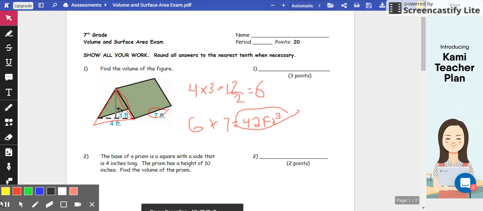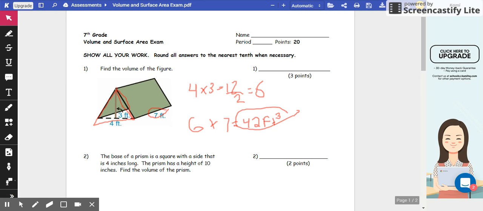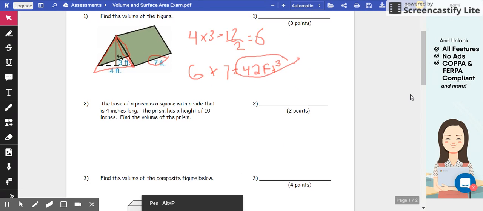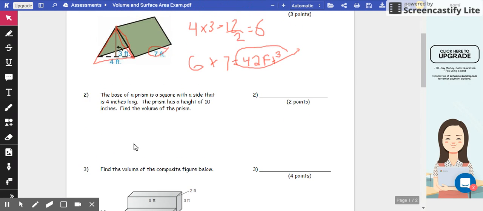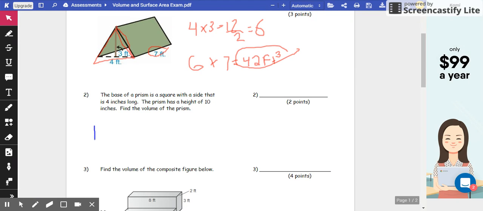Okay, question number 2. The base of a prism is a square with a side that is 4 inches long. The prism has a height of 10 inches. Find the volume of the prism. For this problem, I'm going to go ahead and draw the base. We know the base of this prism is a square, so we're actually talking about a rectangular prism. We know the base is 4 inches. That's one side. And since it's a square, we know the other side is 4 inches.